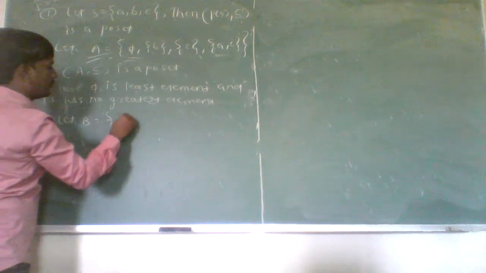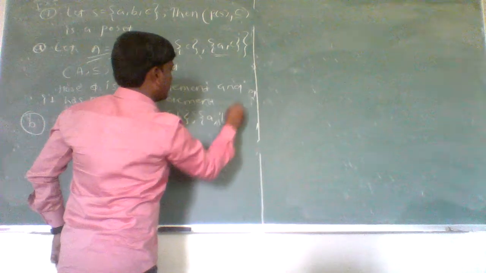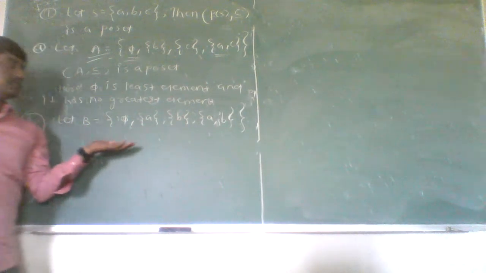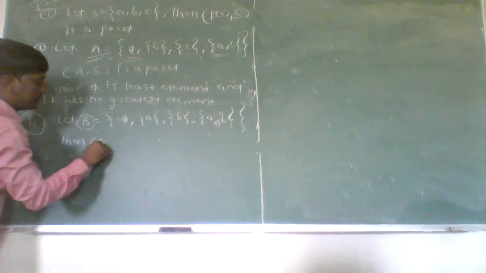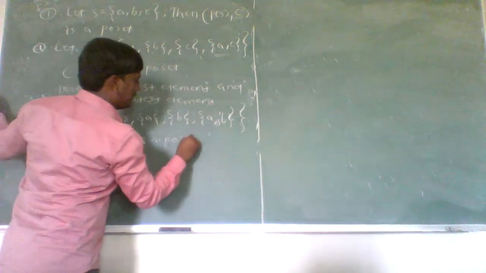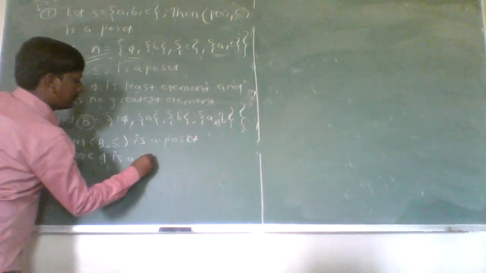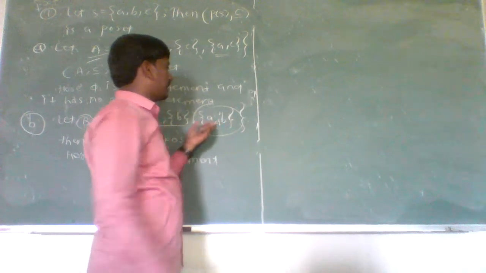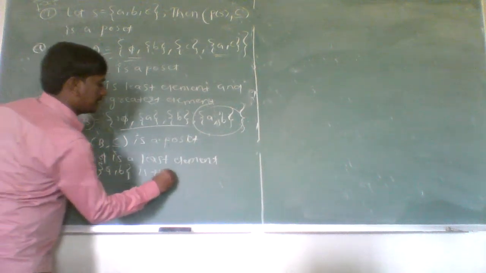Now, second example. Let B be equal to phi, singleton A, singleton B, and {A, B}. Now we have to see whether this one is a poset or not. As it contains elements phi, A, B, and AB, it satisfies all the three properties, that is reflexivity, antisymmetry, and transitivity. Therefore, this B is a poset. Then B with inclusion relation is a poset, and in this poset, phi is a subset of every other set, then this phi is a least element. Here, phi is a least element, and all the three elements are subsets of AB. Therefore, from the definition of greatest element, this {A, B} is the greatest element.